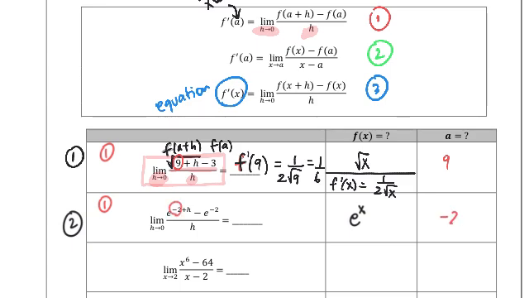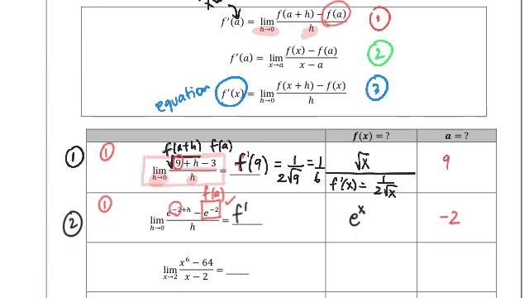Okay, so something to check with these, and I'll go back to the first one and check this as well, is that if your function is correct and your a value is correct, then this right here should work out to be f of a, right? Because that's that term there, f of a. So if f of x is e to the x and a is negative 2, then yes, f of a is e to the negative 2. So that checks out.